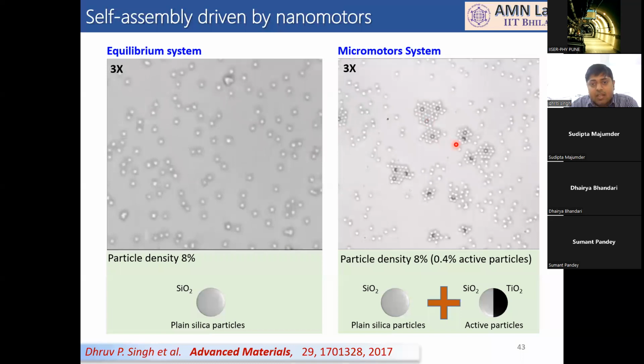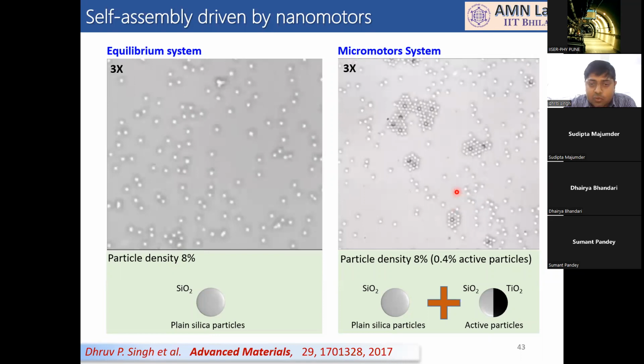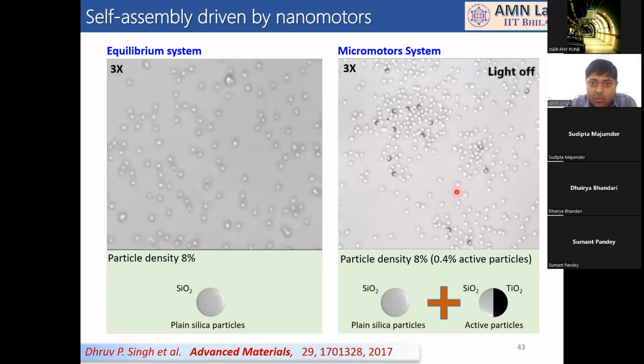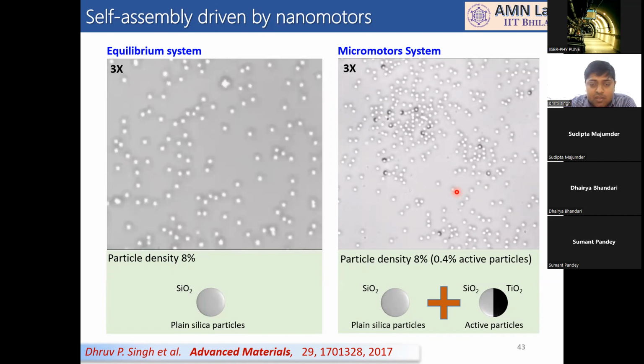And interestingly, the whole activity survives only until the light is turned on. When you turn the light off, the structure melts down. Now it's melting down, and the particles go back to the original Brownian state. If you turn the light on again, you will form the structure again. So this is the reversibility. You can form or melt the structures according to your requirements.